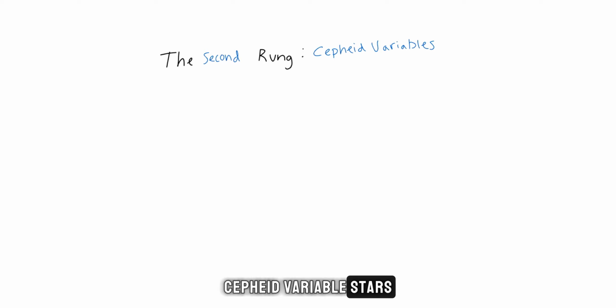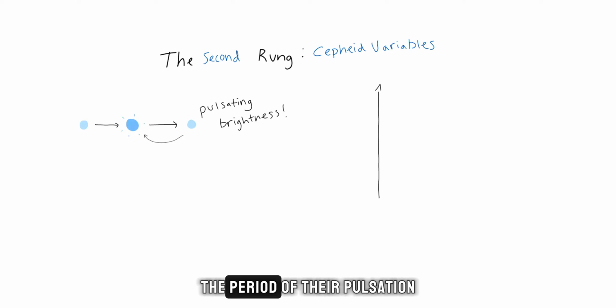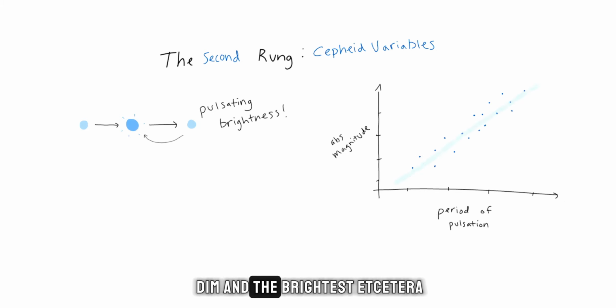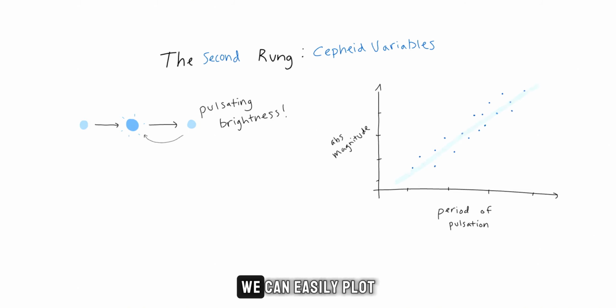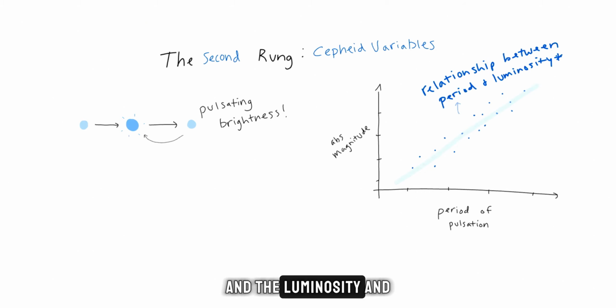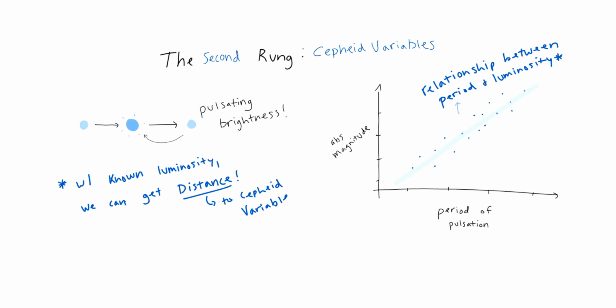Cepheid variable stars, our second rung. These are stars that brighten and dim in a regular cycle, like a cosmic heartbeat. They have pulsating brightness, and here's the key: the period of their pulsation. So how long it takes for them to go from minimum brightness to the brightest they can be, and back to dim, and the brightest, etc., tells us their intrinsic brightness, their absolute magnitude. We can easily plot a period of pulsation versus absolute magnitude diagram and see that there is a very obvious relation between the period and the luminosity. And with the known luminosity, we can get the distance specifically to the Cepheid variable star.